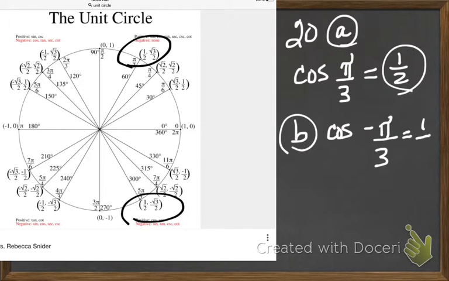Just find your angle. If they're wanting the cosine, give them the x value. If they're wanting the sine, give them the y value, tangent, y over x, and so forth. So kind of disregard their odd and even properties. They're just trying to get you to see that those two angles are going to have the same x values.